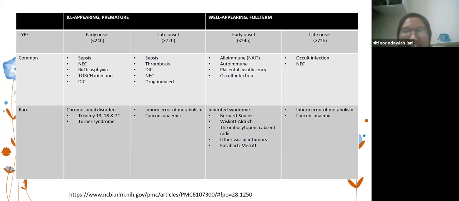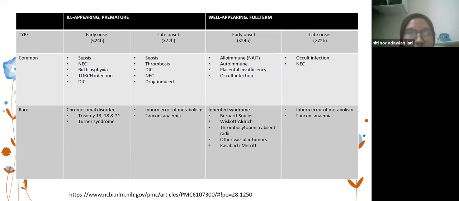And it is also said that a baby with birth asphyxia is more likely to have thrombocytopenia than a baby without birth asphyxia. Although the underlying mechanism is uncertain, there are data that suggest that hypoxia contributes to a decrease in platelet production.